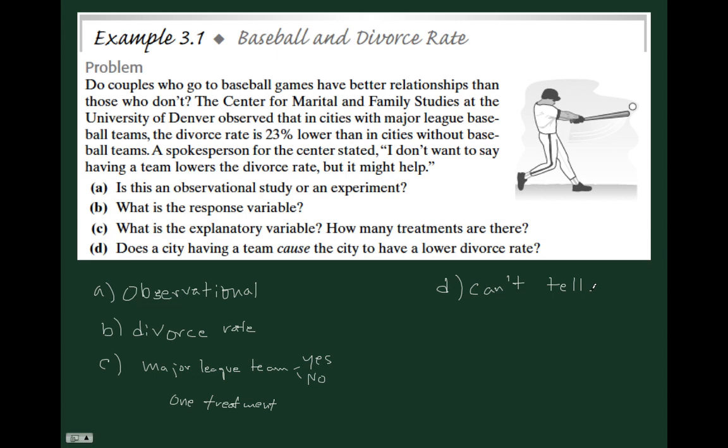It could be that there's some other variable that causes the lower divorce rate that is only being identified or connected with whether or not the city has a Major League Baseball team. The only way we can establish cause and effect relationships in statistics is by conducting a designed experiment where we attempt to control all the other variables that might also be causing the response variable to change.